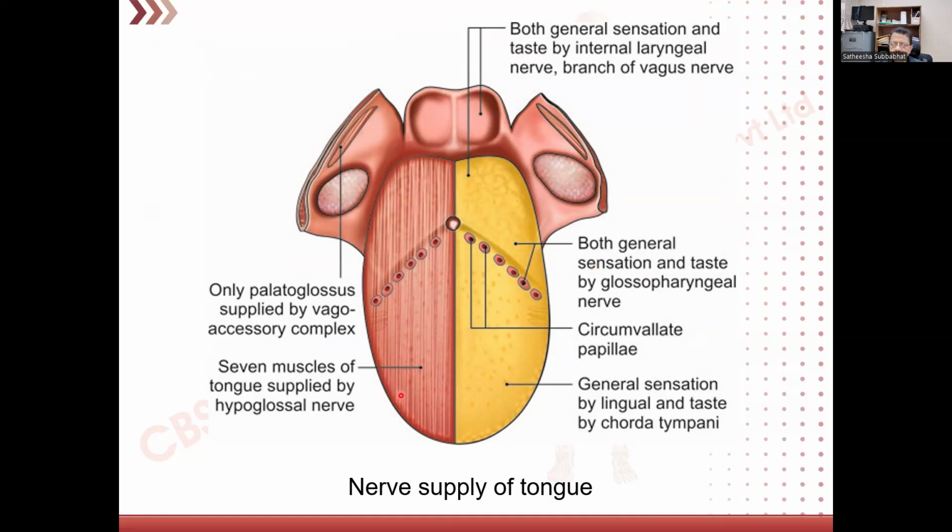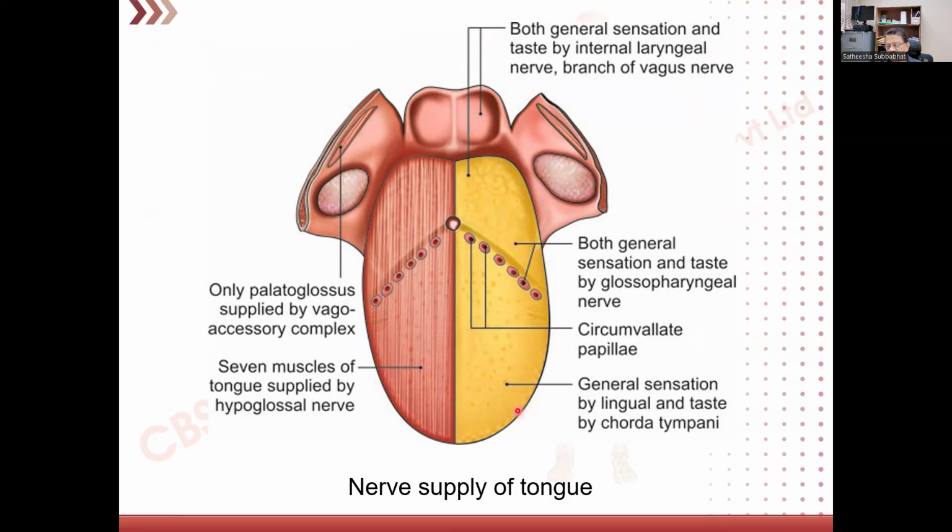It's a muscular organ, so it has muscle, which requires the motor supply. So all the muscles, both intrinsic and extrinsic, are supplied by the hypoglossal nerve. So it is the 12th cranial nerve, except the palatoglossus, which is supplied by vago-accessory complex. So that is as far as the motor is concerned. As far as sensory is concerned, the anterior 1/3 and posterior 1/3 and posterior most have different nerve supply.